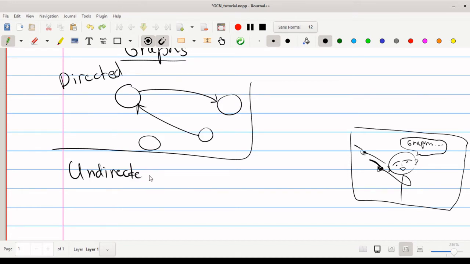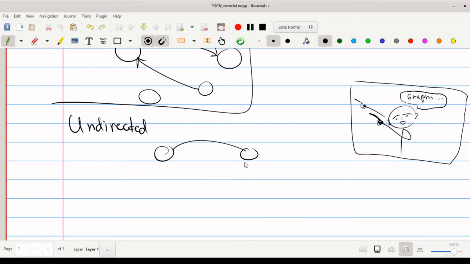The graph could also be undirected. So in this case, if there is a connection from node A to node B, a connection between node A and node B is the same as saying that there is a connection between node B and node A. So there's no one-sided connections.